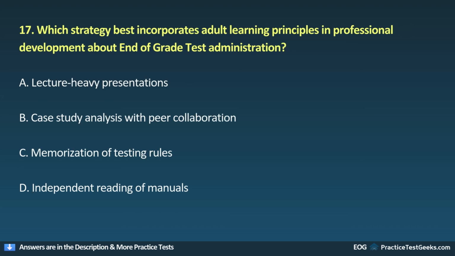17. Which strategy best incorporates adult learning principles in professional development about end-of-grade test administration? A. Lecture-heavy presentations. B. Case study analysis with peer collaboration. C. Memorization of testing rules. D. Independent reading of manuals.